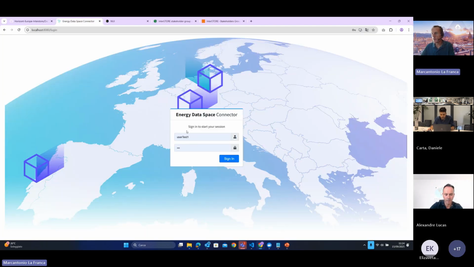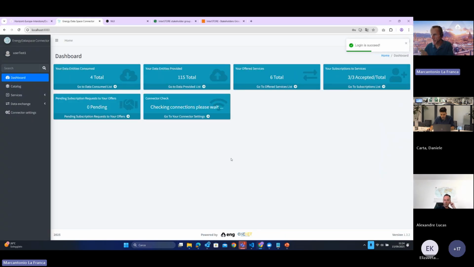Then we will use two test users to simulate the data exchange. We will use user test 1 as a data provider in this case, and user test 2 as a data consumer. So I log in to the data space framework connector with the user test 1. And the first page we can see is the dashboard with some information about the data space of this user, the data entity provider, for example, consumer, the offered service of this user and company, the subscription to the service, the request pending, and so on.